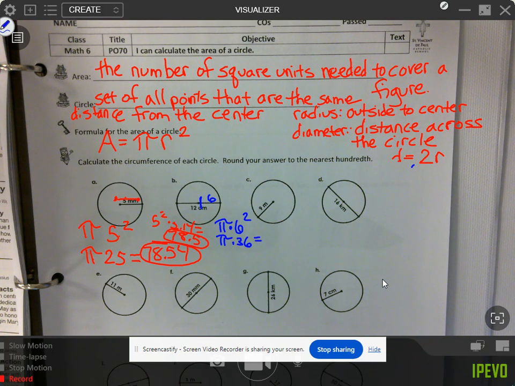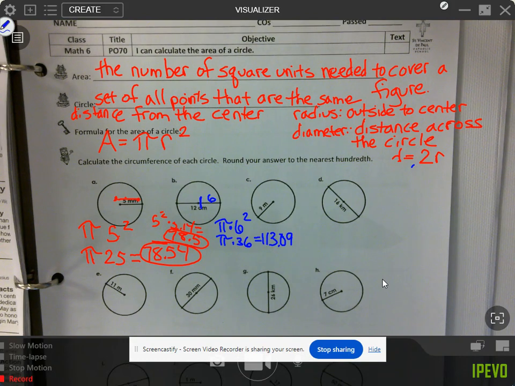So what is pi times 6 squared? Claire? 113.0. Say it again. 113.09. 113.09. Is it supposed to be a 9? Because that's not what I have written down. So let me see your calculator.